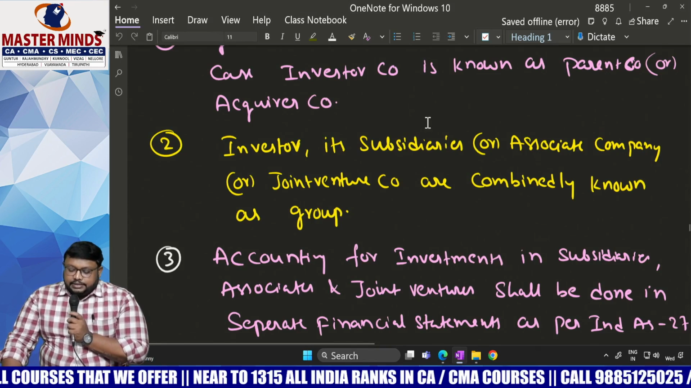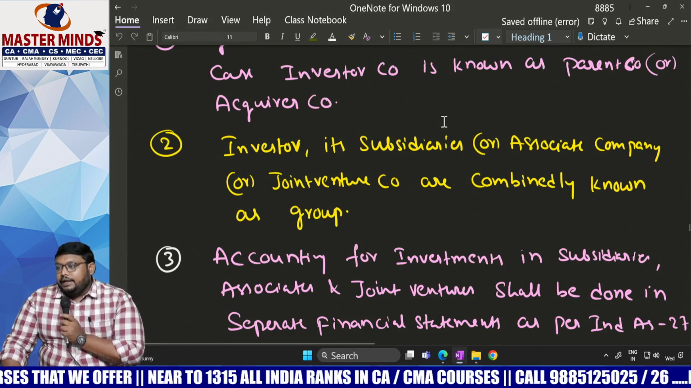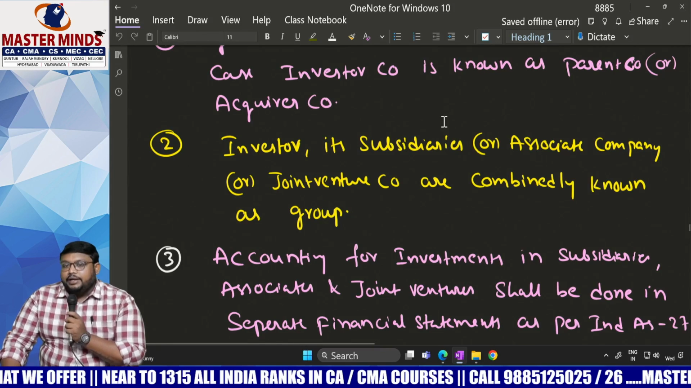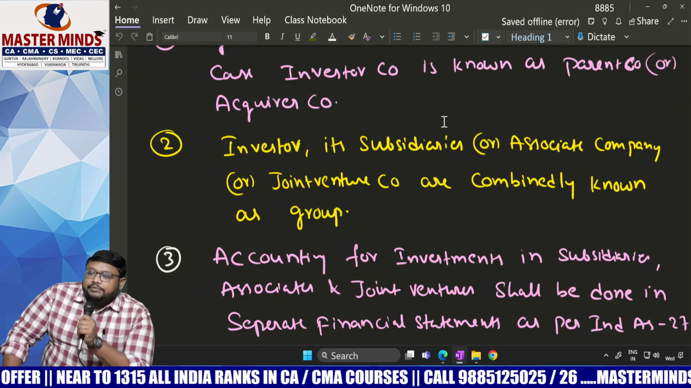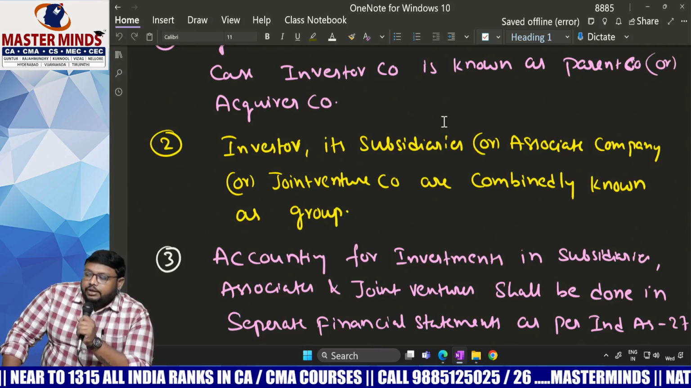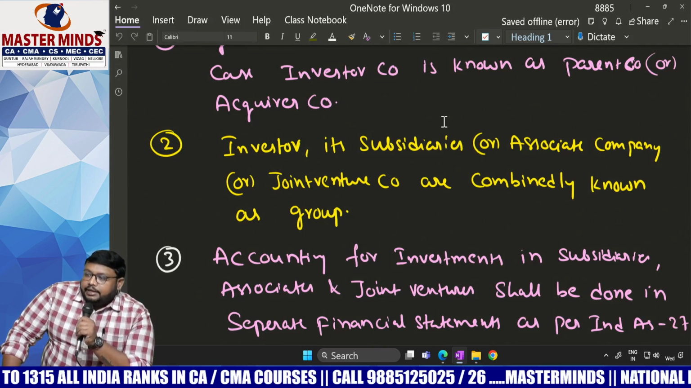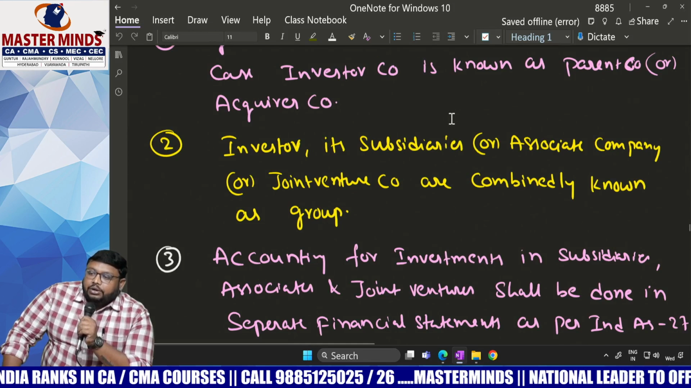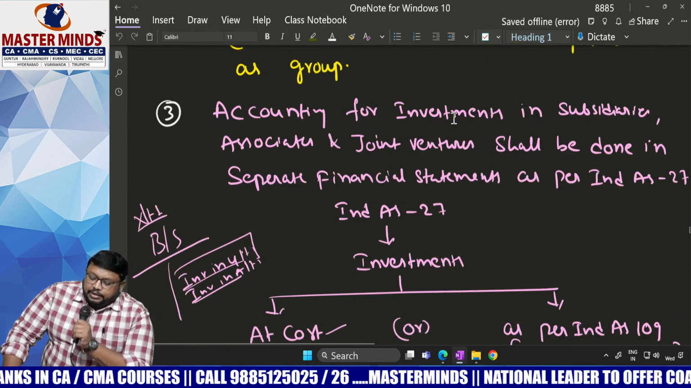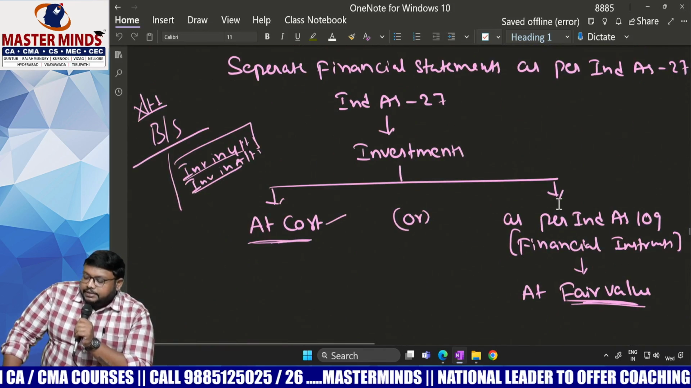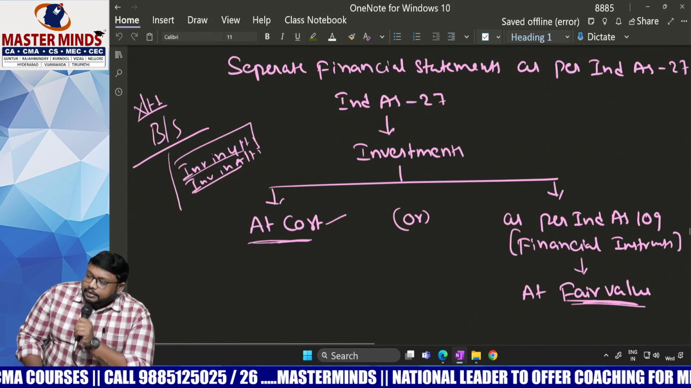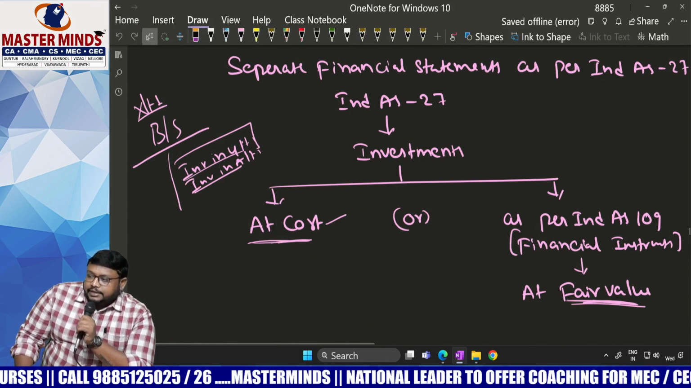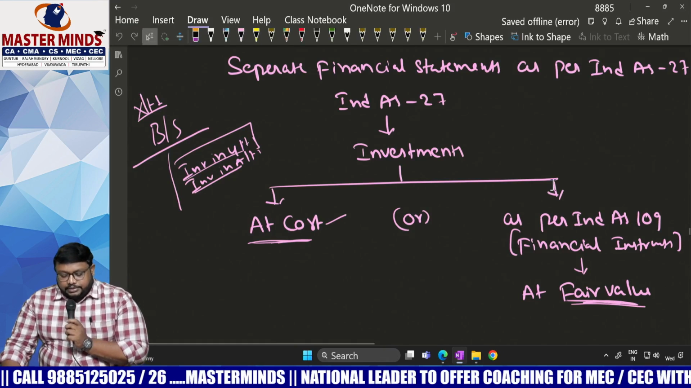The third one is relating to Ind AS 27. Generally, as per Ind AS 27, when we are preparing separate financial statements and making investments in associate, joint venture and subsidiary companies, we account for the investments at cost. If you are applying Ind AS 109, we will take the fair values. That is just for understanding sake, and is not required much.